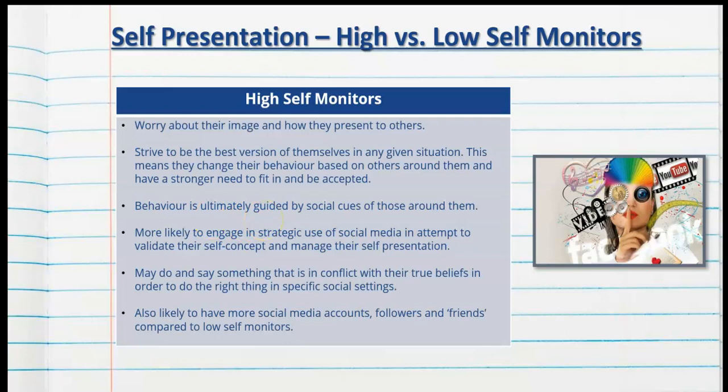So in other words, they look to others to know how to behave rather than behaving according to their true self. They're more likely to engage in strategic use of social media in an attempt to validate their self-concept and manage their self-presentation. They may do and say something that is in conflict with their true beliefs in order to do the right thing in specified social settings. They are also more likely to have several social media accounts, followers and friends compared to low self-monitors.